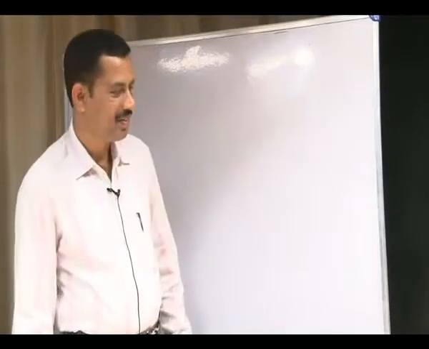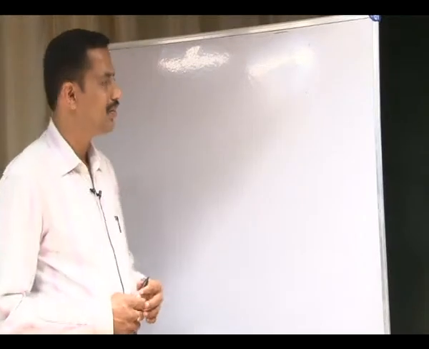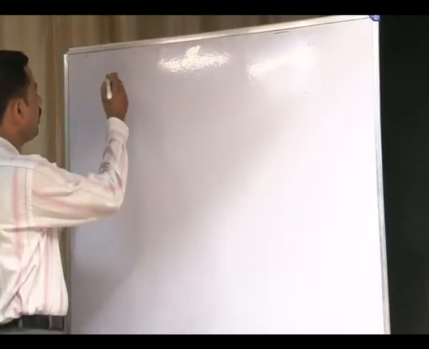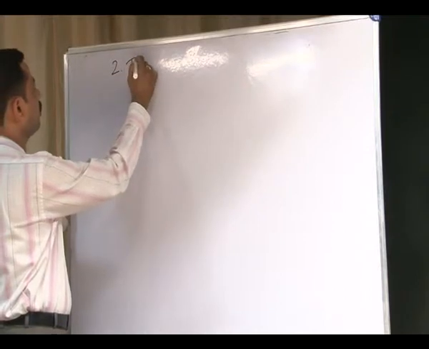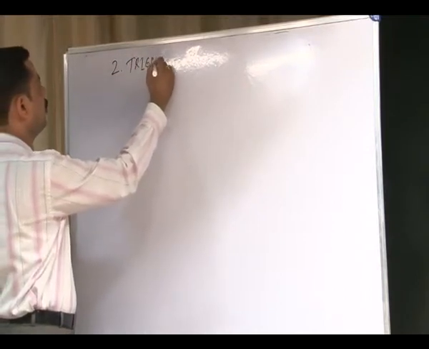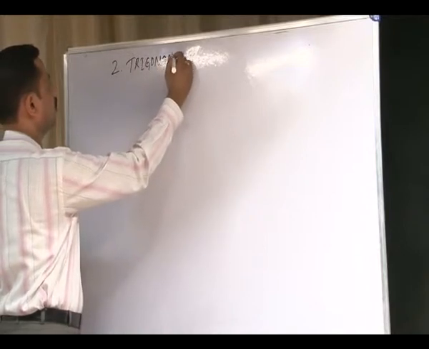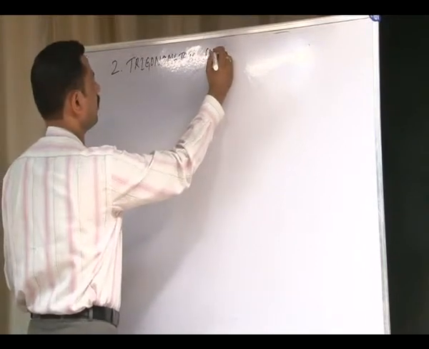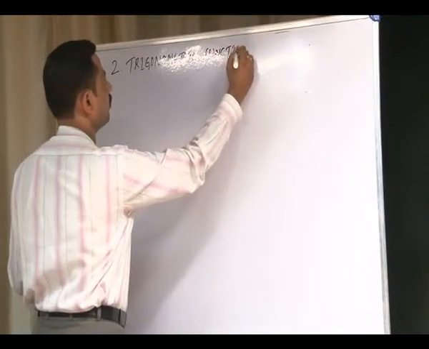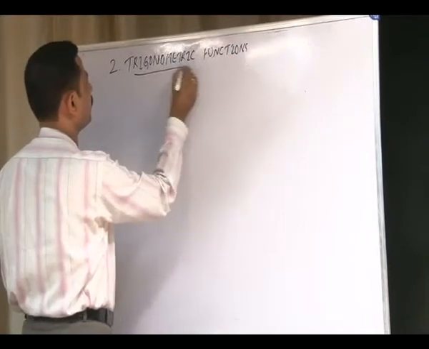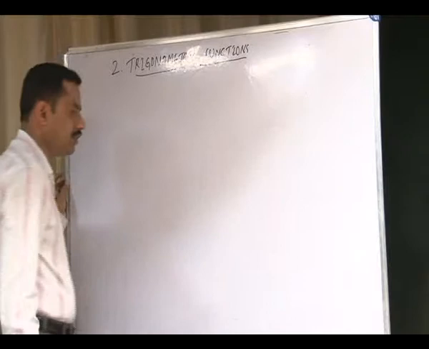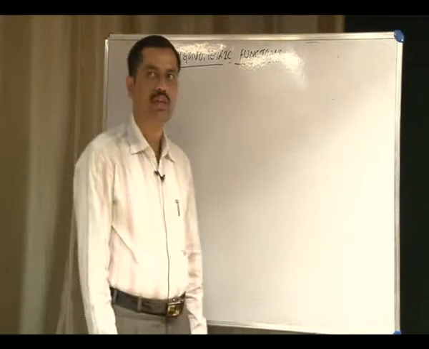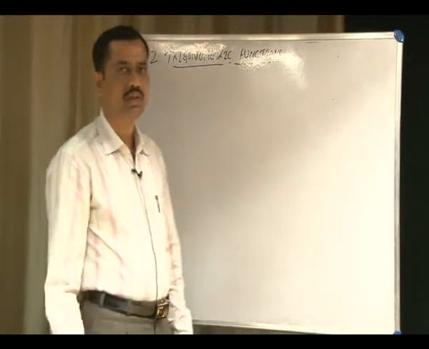Good morning everybody. In the last class we were discussing the second chapter in Mathematics 1, that is trigonometric functions. In this I have defined 6 trigonometric ratios or trigonometric functions related to a right angle triangle.